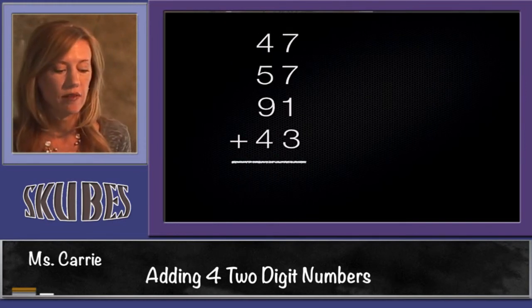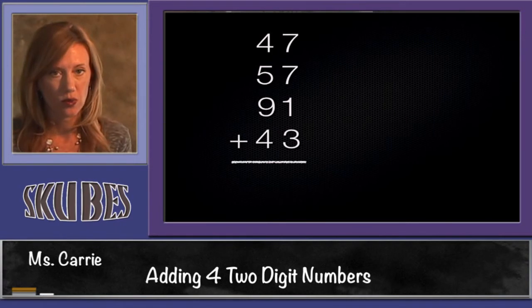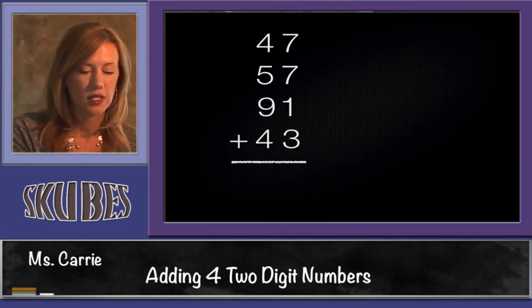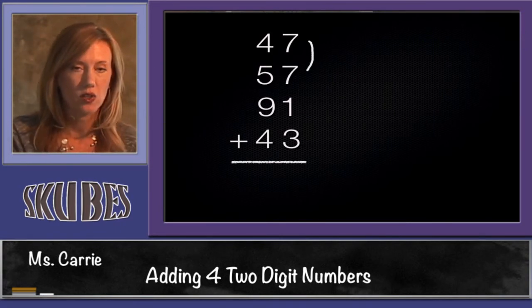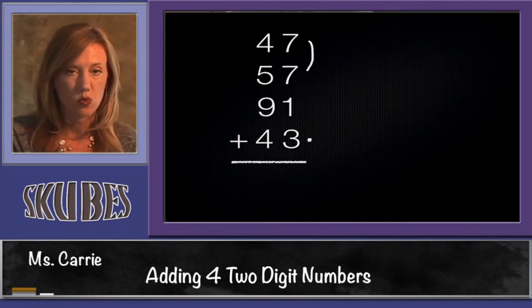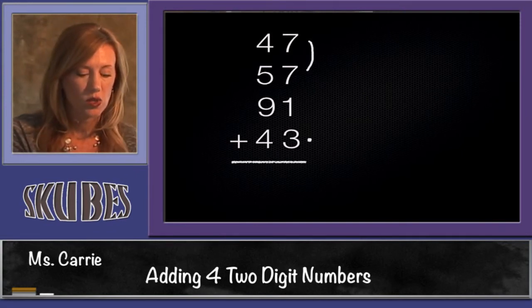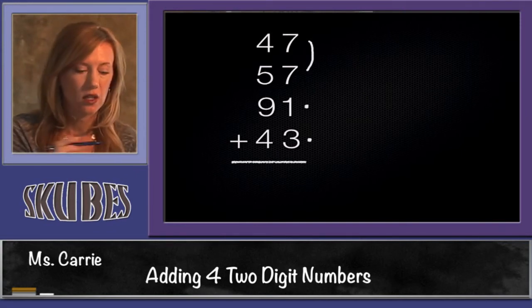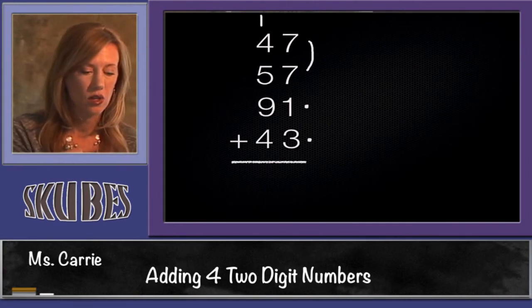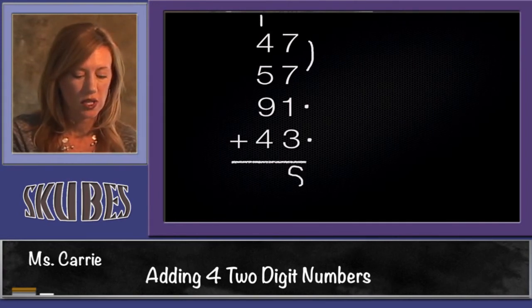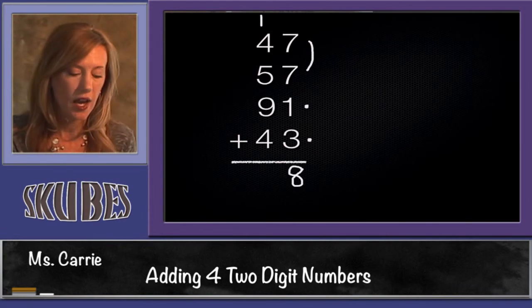47 plus 57 plus 91 plus 43. Start in the ones place. We know that 7 plus 7 is 14. Now I'm going to jump down to the 3 because it's the next biggest number. So 14, 15, 16, 17 plus 1 more is 18. Put my 10 here, my 8 ones here. Let's add up this side.